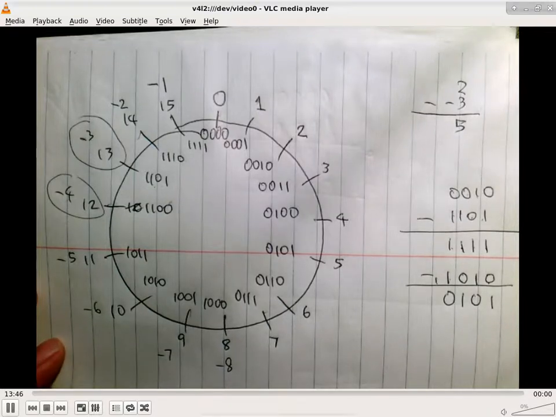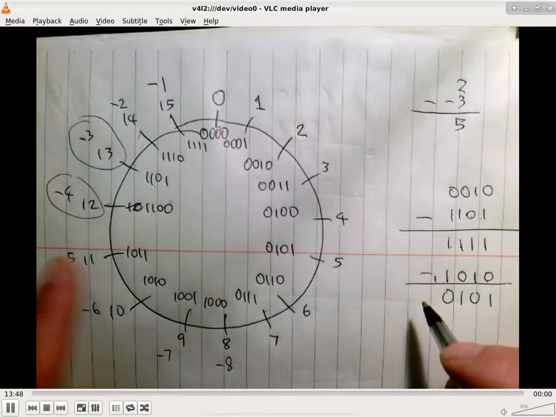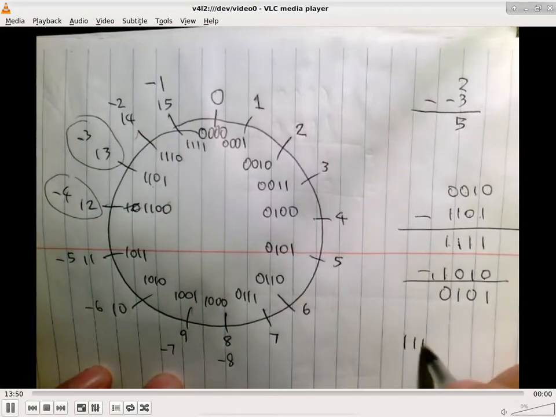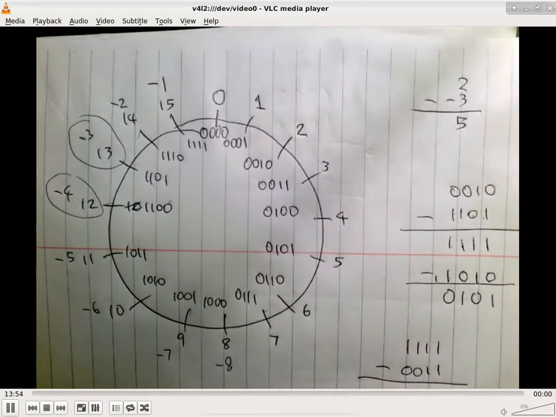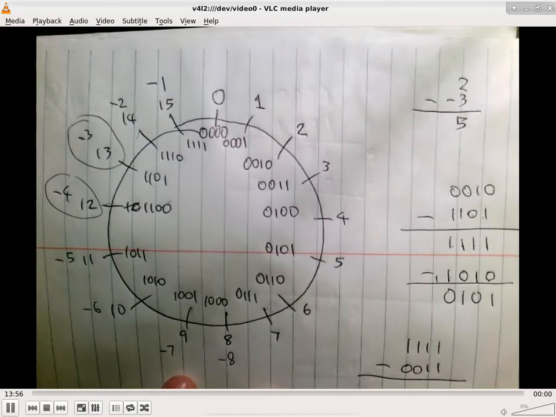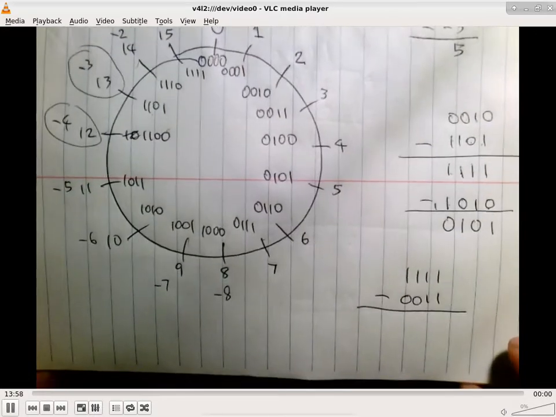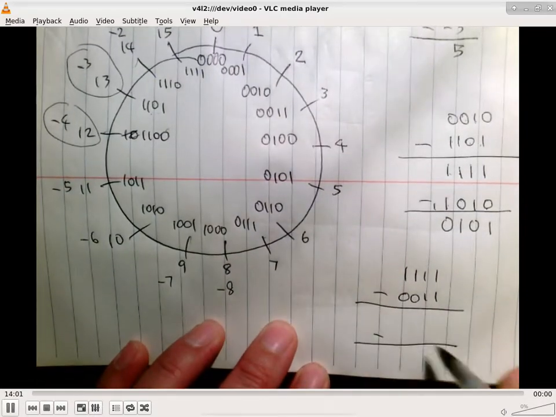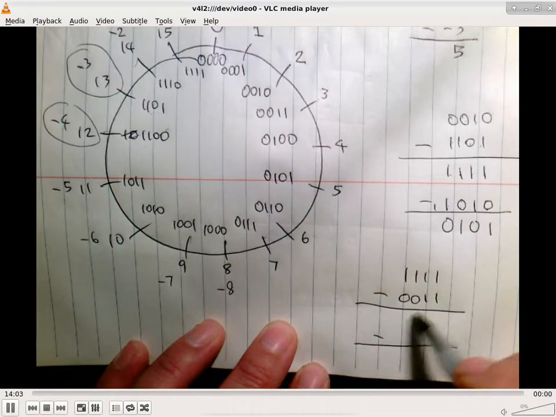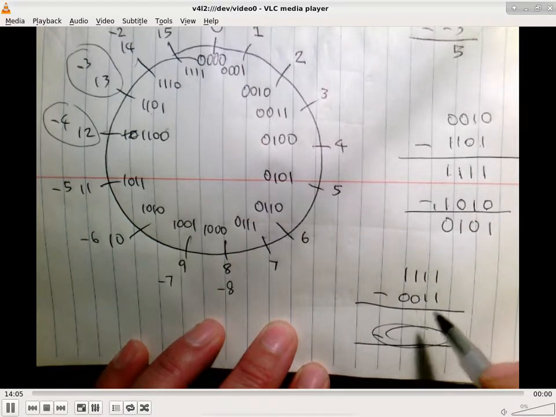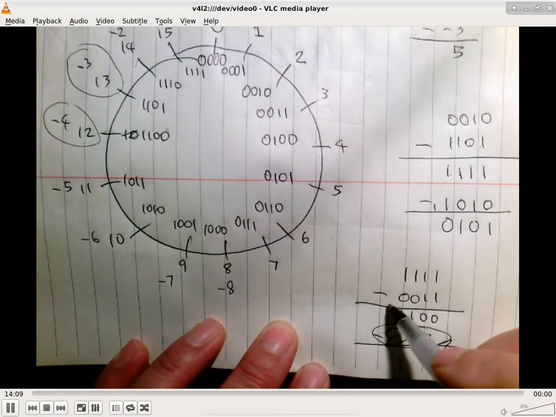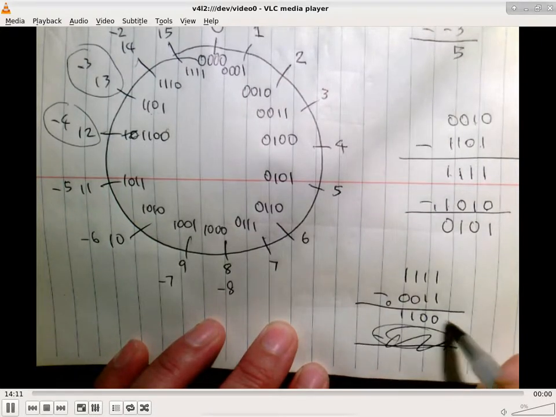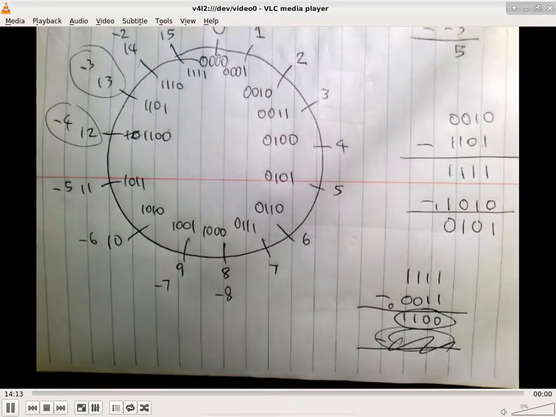Okay, let's try another one. So 1, 1, 1, 1 minus 0, 0, 1, 1. When you just carry out the binary subtraction, that's pretty easy. This one is an easy one, right? I don't even need a row for the borrow. So that's 0, 0, 1, 1 like that. No overall borrow. But the bottom line is 1, 1, 1, 1 minus 0, 0, 1, 1 is 1, 1, 0, 0.